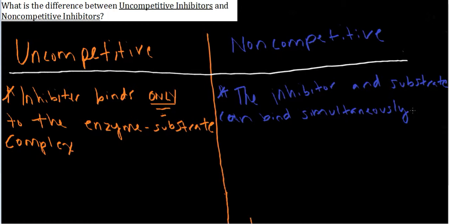And when I give you the definitions of the two and a pictorial representation, you'll get a better idea of the bigger picture of the differences between the two, because not only can the non-competitive inhibitor and substrate bind simultaneously, but the non-competitive inhibitor can bind to different binding sites. And that's really significant when it comes to inhibition, specifically non-competitive inhibition.